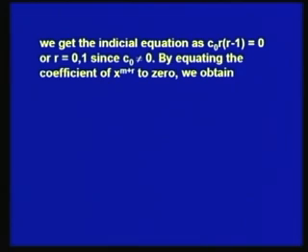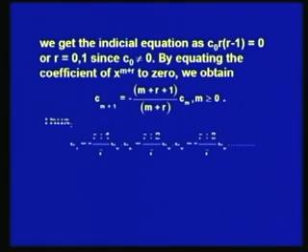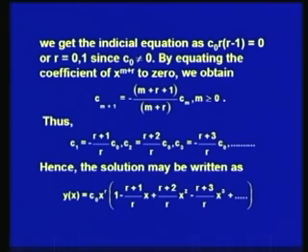We get the indicial equation as C0 r(r-1) = 0, which gives us r = 0 and 1, since C0 is not equal to 0, by equating to 0 the coefficient of the least power of x. And by equating to 0 the coefficient of x^(m+r), we obtain the recurrence relation. The recurrence relation is C(m+1) = -(m+r)(m+r+1)/(m+r) times Cm, where m is greater than or equal to 0. And thus the values of C1, C2, C3 can be determined in terms of C0 from this recurrence relation.